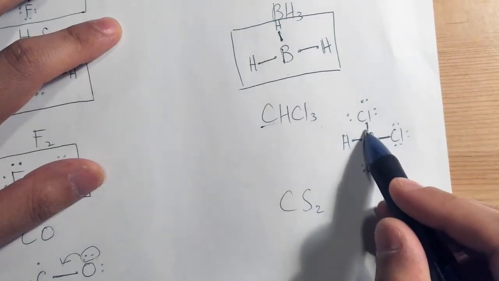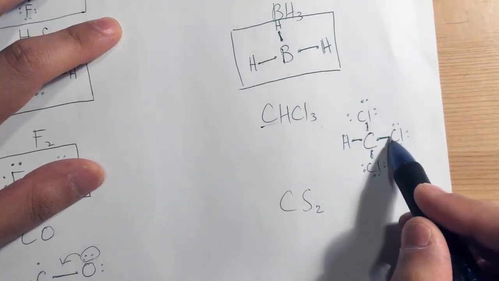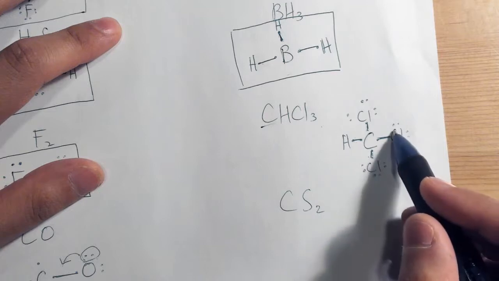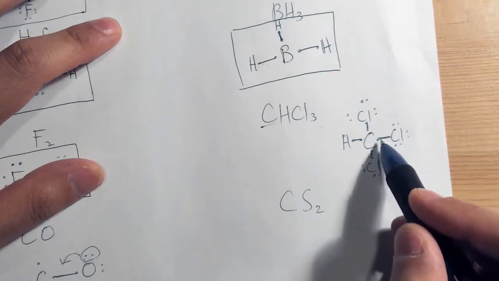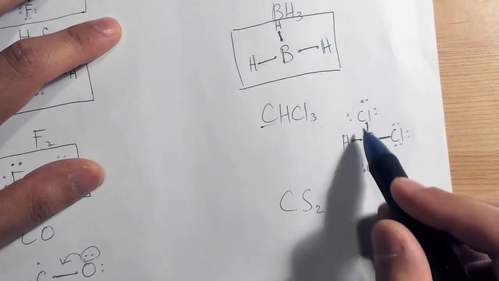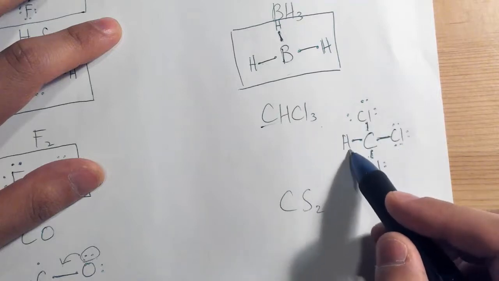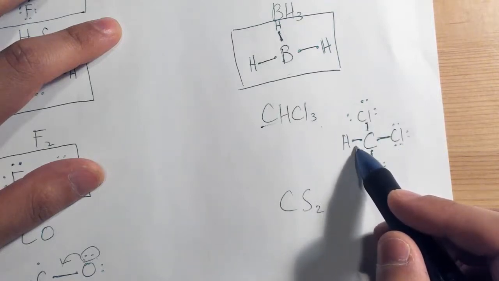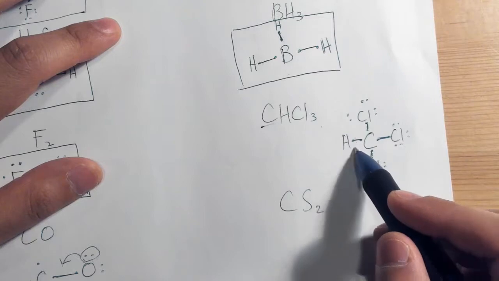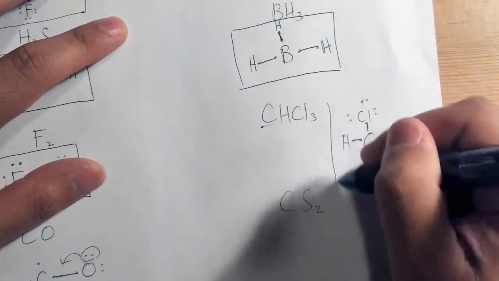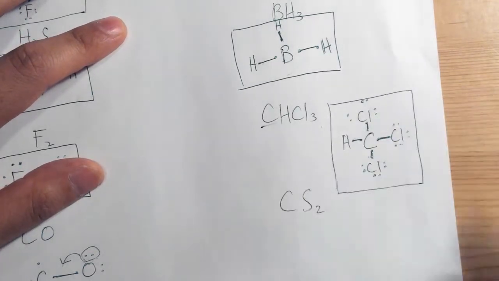So carbon has 1, 2, 3, 4, 5, 6, 7, 8, 8 valence electrons here. Chlorine, 1, 2, 3, 4, 5, 6, 7, 8, 8 here, 8 here, 8 here. This has 2 because hydrogen has at most 2 valence electrons. So this is the right structure. Okay.